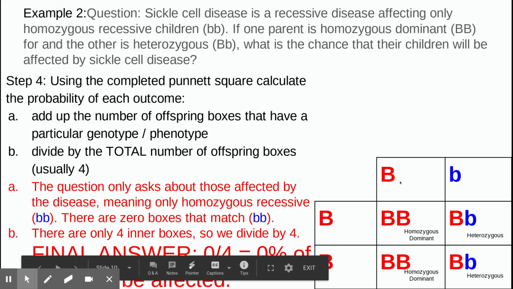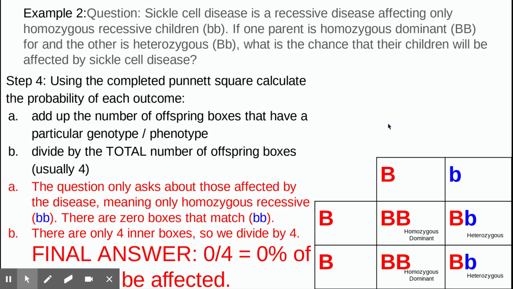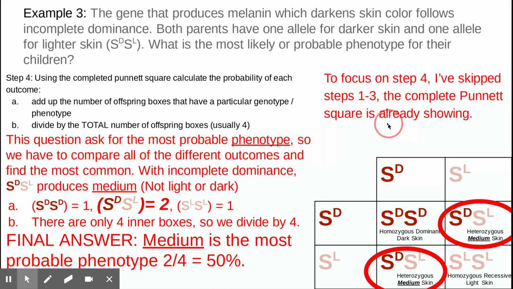So these 2 parents will never have a kid with sickle cell anemia. It's not a problem. They have nothing to worry about. And that's exactly the kind of benefit that these Punnett squares can provide, predicting outcomes that could be something to be concerned about.